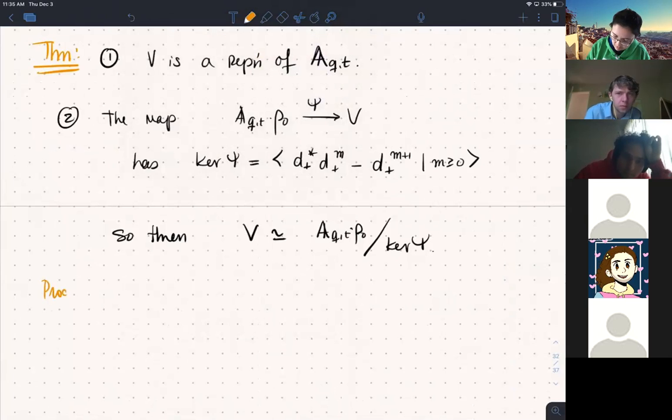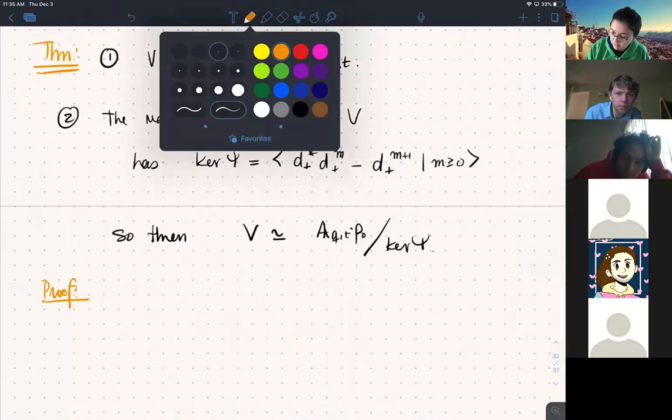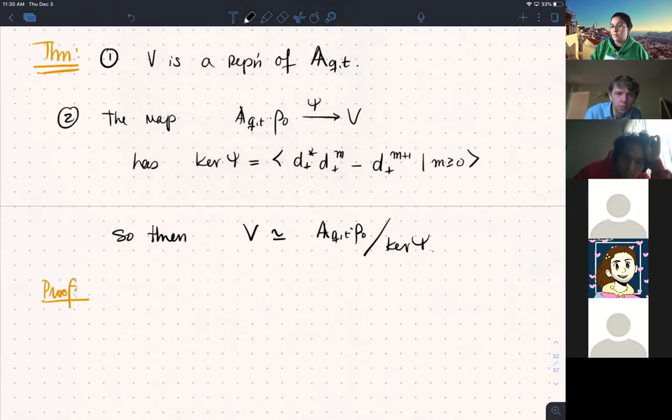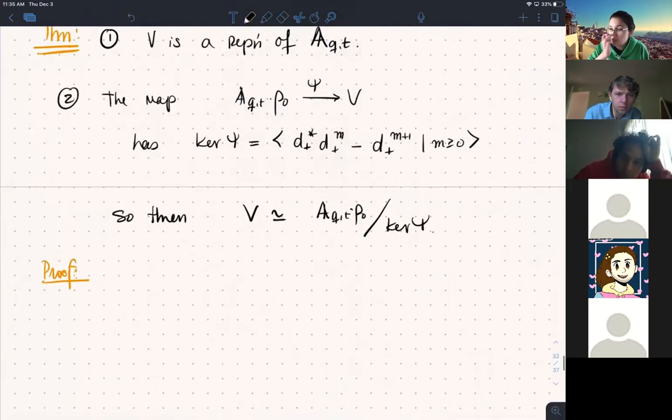So how do you prove this? Or what's the story behind the proof? Essentially, what you want to remember is this isomorphism that we talked about at the beginning, the fact that AP0 was isomorphic to V. I recalled it earlier today at the beginning.